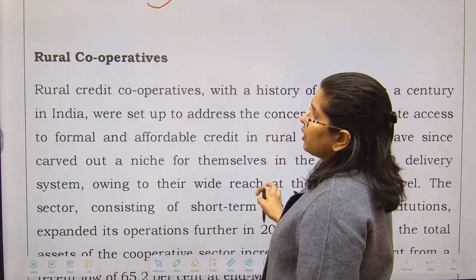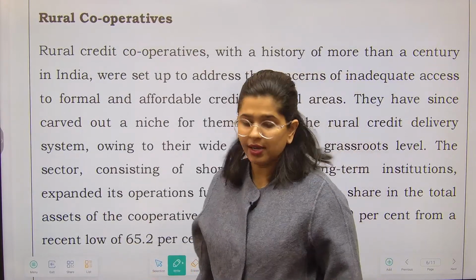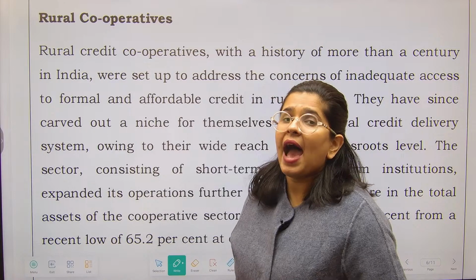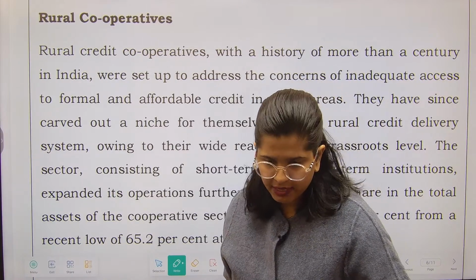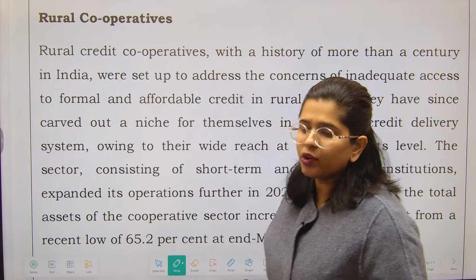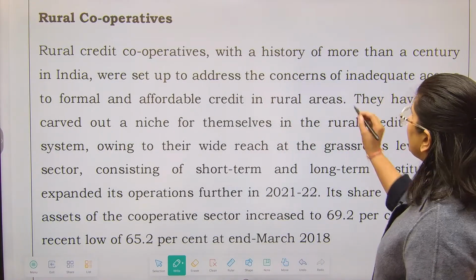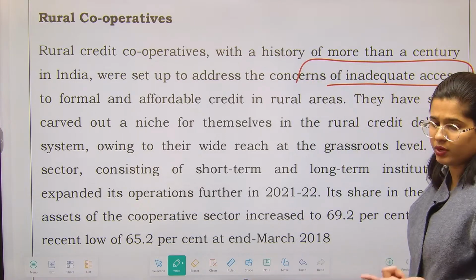after talking about urban cooperatives, the next thing that we are moving on to is rural cooperatives. ठीक है? अब हम rural cooperative पे move कर रहे हैं, and we are also going to see various parts of it and their performances as well. So rural credit cooperatives have a history of more than a century, and they were set up to address the concerns of inadequate access to formal and affordable credit in rural areas.